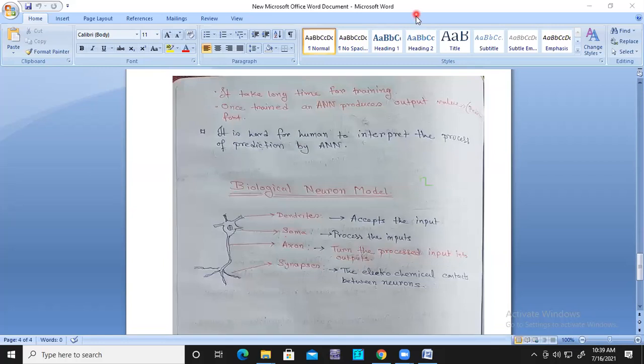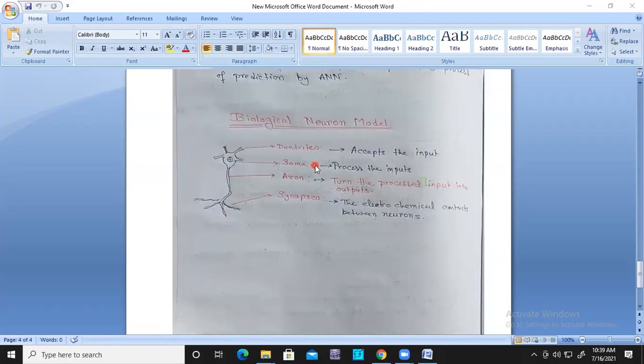If there is time, only 1 minute is left. Now we are going to introduce this: the biological neural model, which is just an analogy with this artificial neural network.